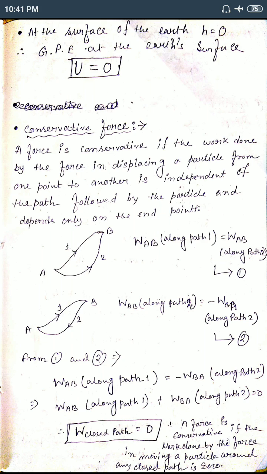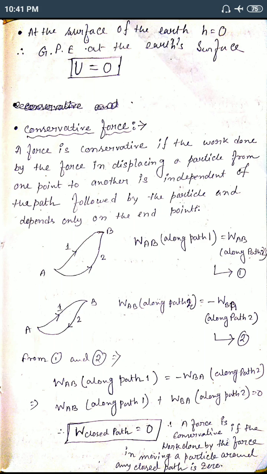So W closed path, this is a closed path. Closed path means from the point you started, after reaching the final point, you again return back to your initial position, then you get the closed path. So W closed path equals 0.